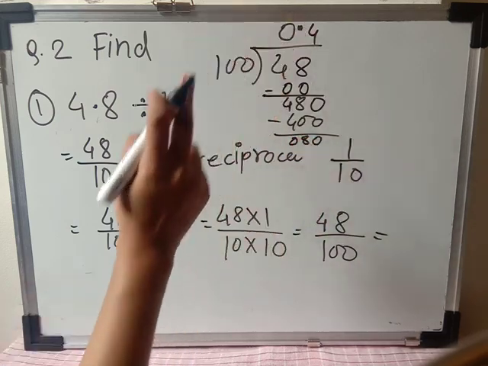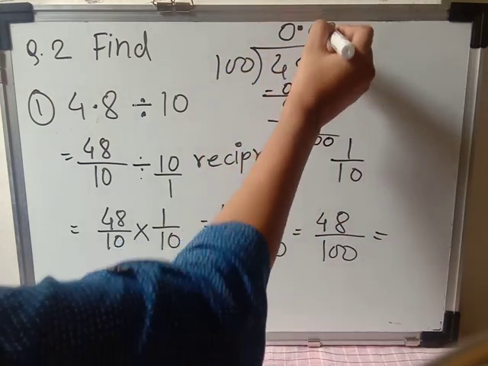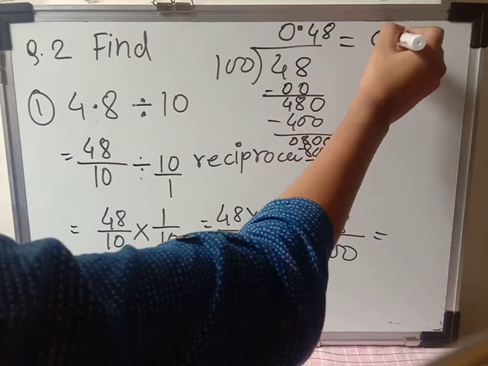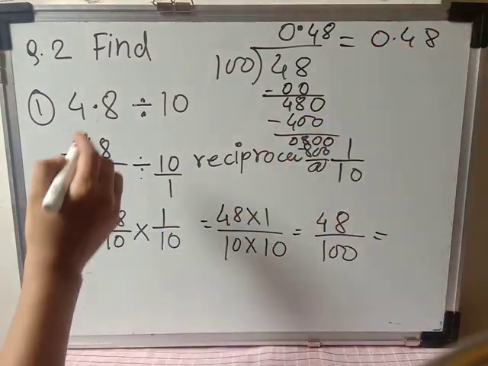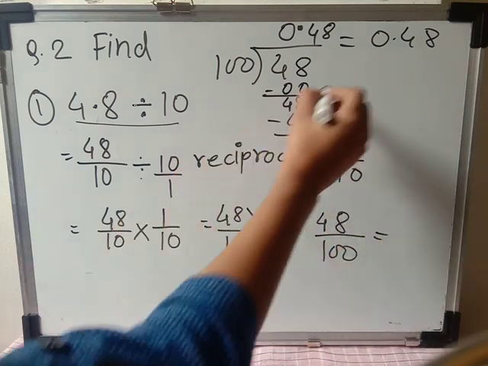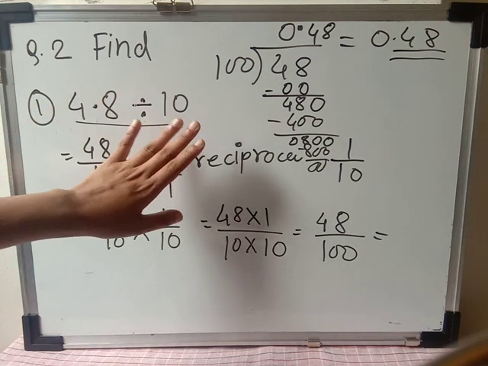Now we have taken the decimal, so we can take another 0. So 100 eights are 800. So here we got the answer, that is 0.48. You can divide both these numbers directly without doing all this, and you will get the same answer. So in both ways you can divide a decimal number by 10.